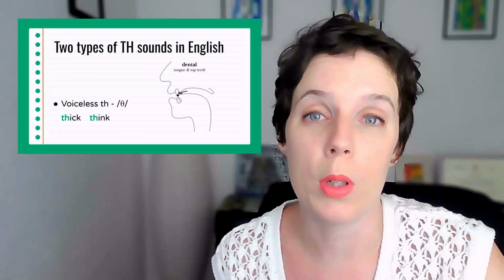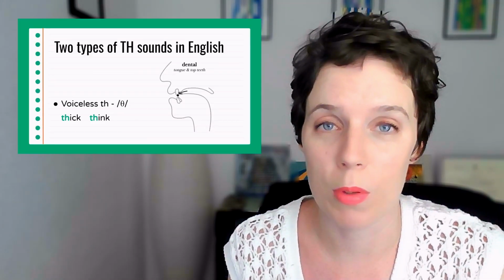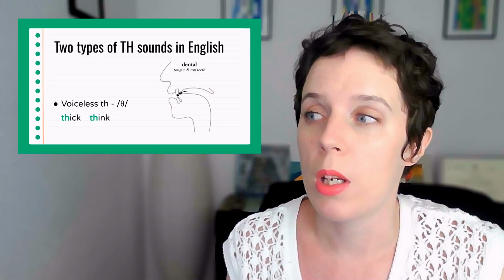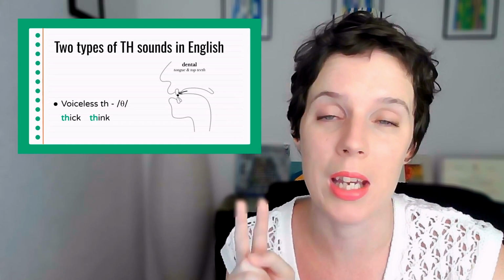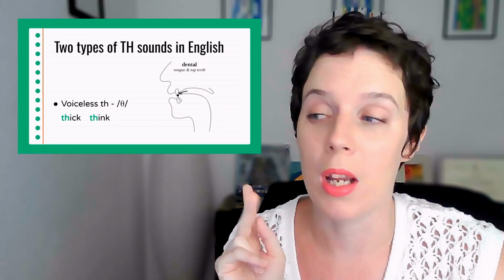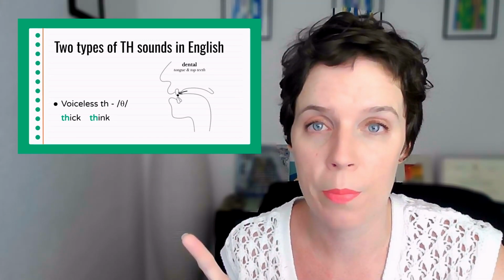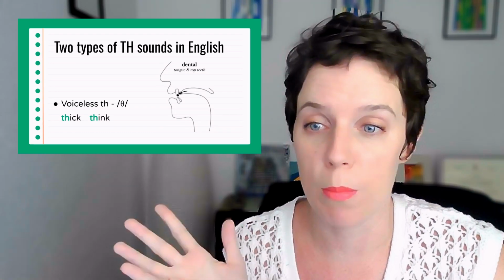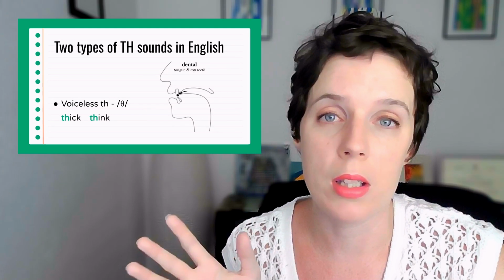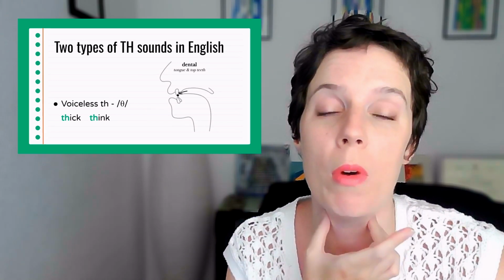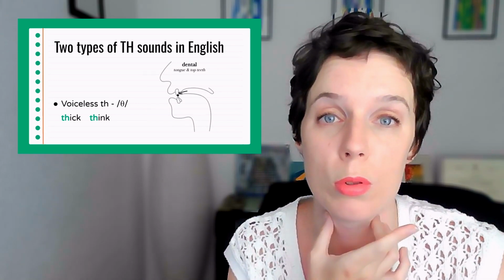For now, we're going to move on and get started with these sounds. In English, we actually have two different types of TH sounds. We have voiceless sounds, which is, for example, in the word thick or think. Voiceless means that there is no vibration in your vocal cords.